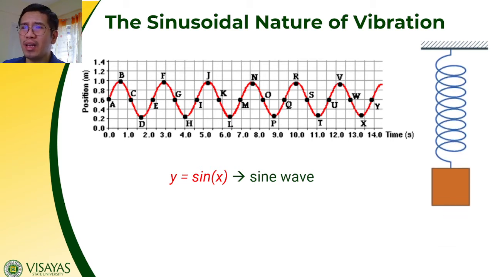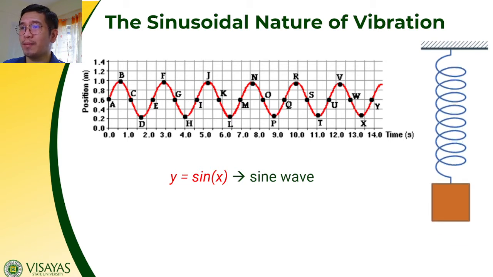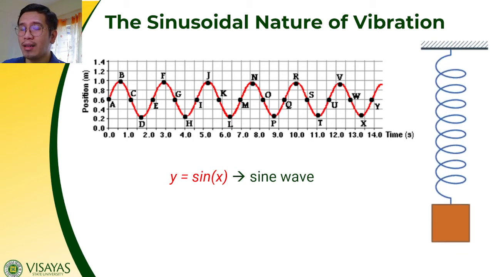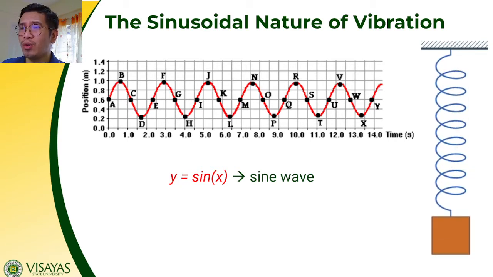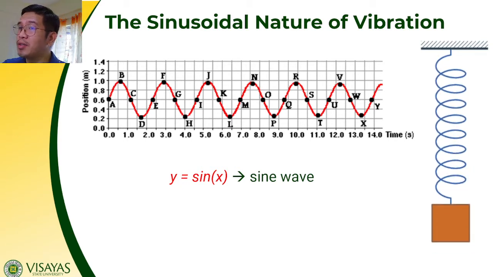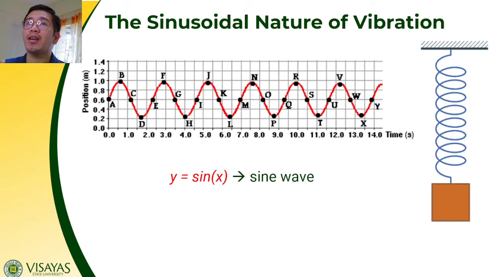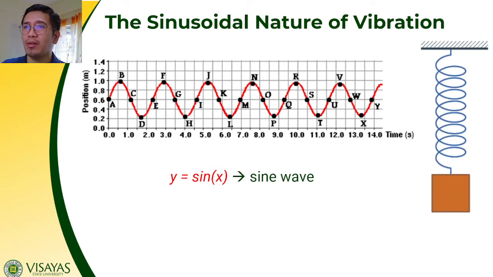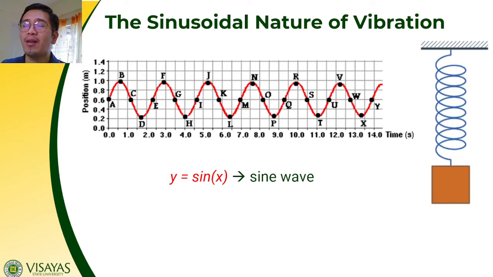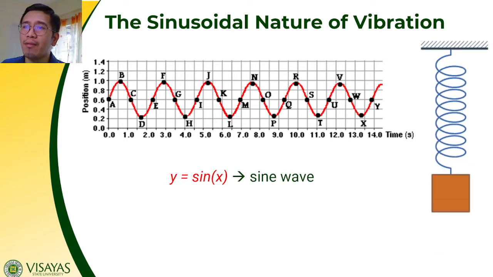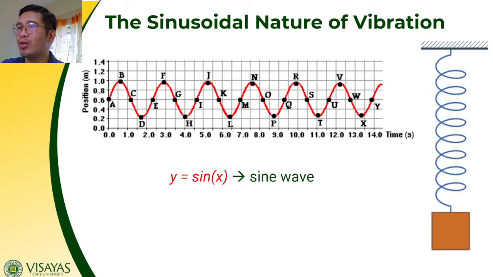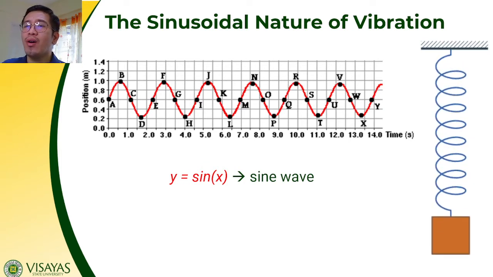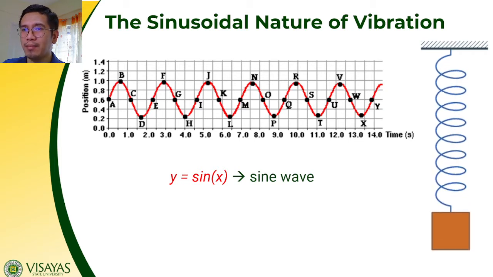And there is something sinusoidal about the vibration of a mass on a spring. The same can be said of a pendulum vibrating about a fixed position, or of a guitar string, or of the air inside a wind instrument. All of those are vibrating and have a sinusoidal characteristic. The position of the mass is a function of the sine of the time.